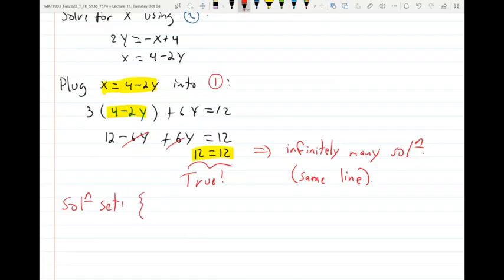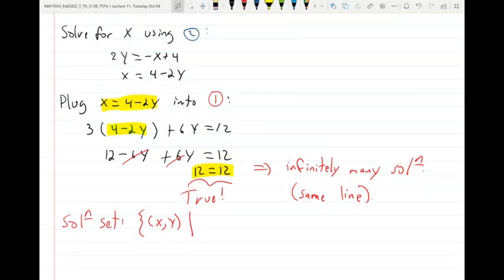So we're going to use set builder notation. Remember, these are points. So these are points of the form x comma y, such that, now what's the condition? Y is free and x has to be 4 minus 2y. Such that x equals 4 minus 2y. Okay, this is how you will write the answer.